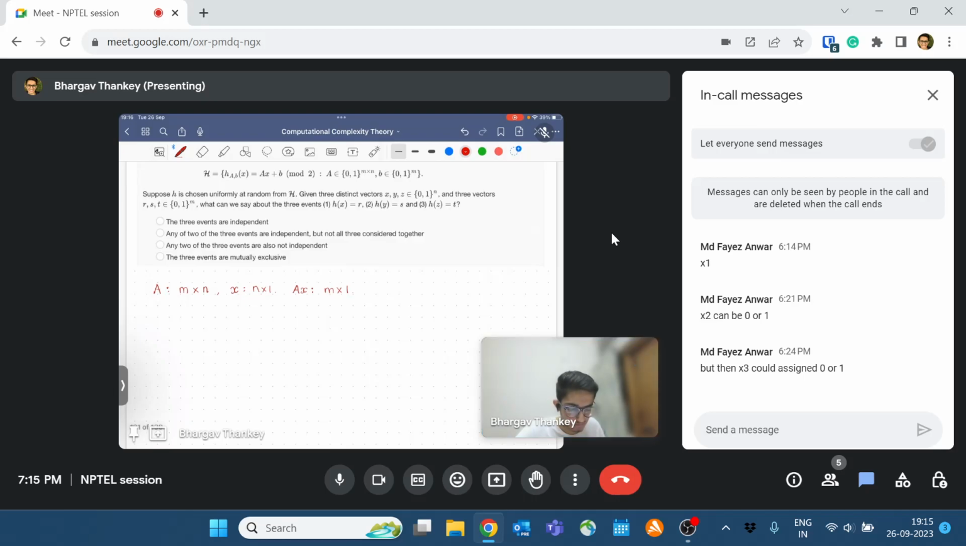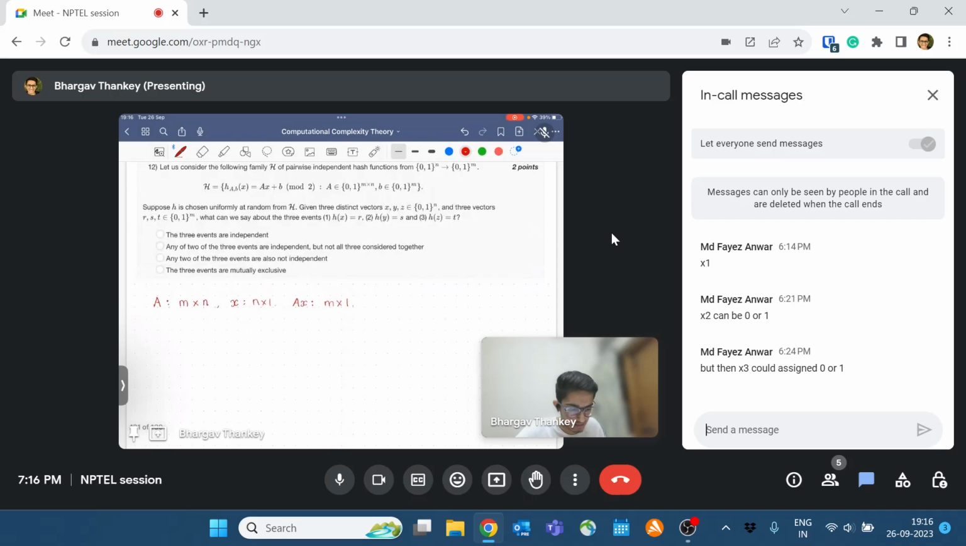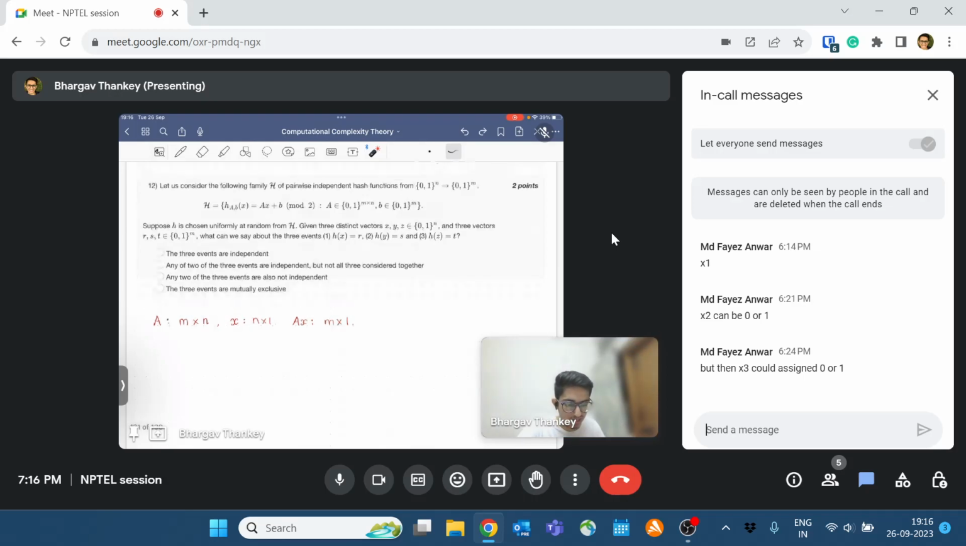So now we have been given three distinct vectors X, Y, Z, and then three vectors R, S, and T. R and T are not distinct; X, Y, Z are distinct. And over here H is random, right? So this is the family of pairwise independent hash functions that is given over here.